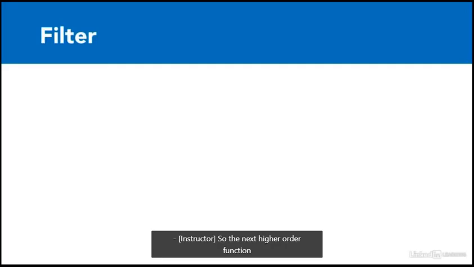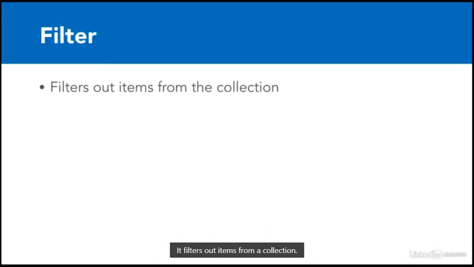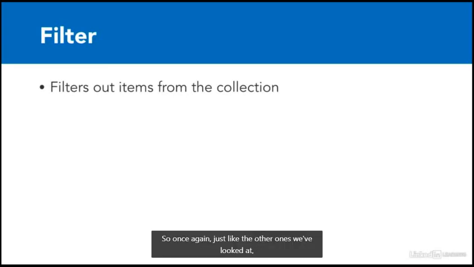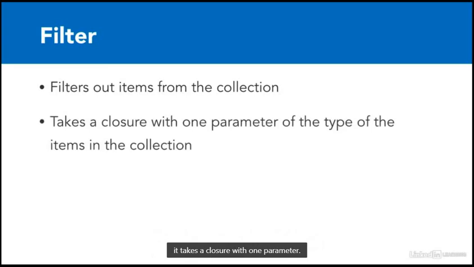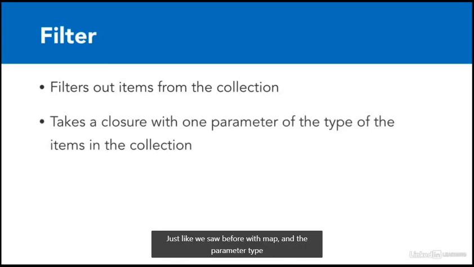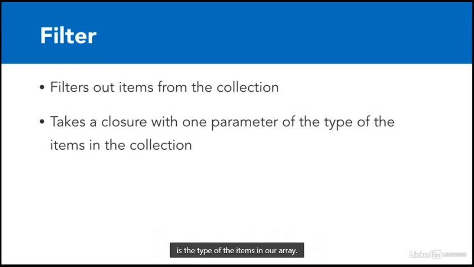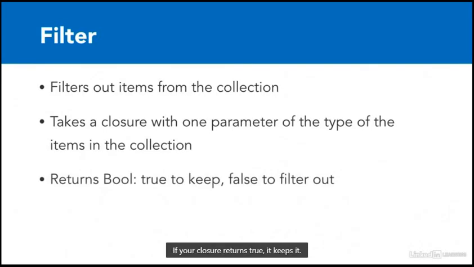So the next higher order function we're going to look at is filter. So filter does what it says. It filters out items from a collection. So once again, just like the other ones we've looked at, it takes a closure with one parameter, just like we saw before with map. And the parameter type is the type of the items in our array. And it returns a bool. If your closure returns true, it keeps it. If it returns false, it filters it out.